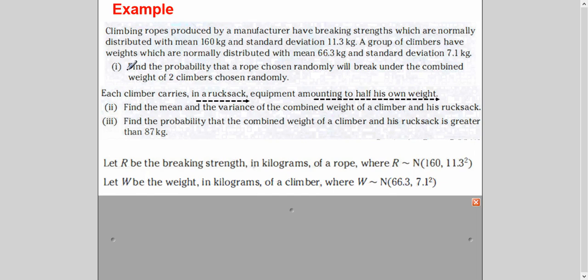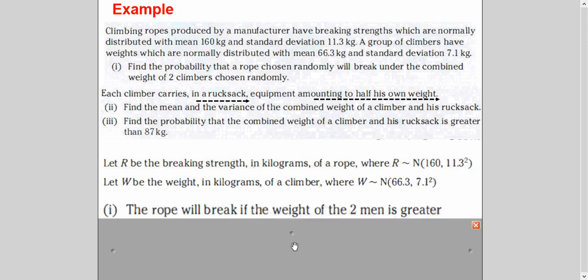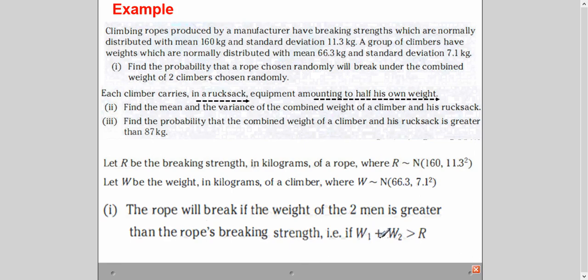Now the first part of the question, there are 3 parts, is saying: find the probability that a rope chosen randomly will break under the combined weight of 2 climbers. It means 2 weights greater than R, right? And it will break. So W1 plus W2 is greater than R. When this is the situation, the rope will break, right? Because it is saying under the combined weight of 2 climbers.